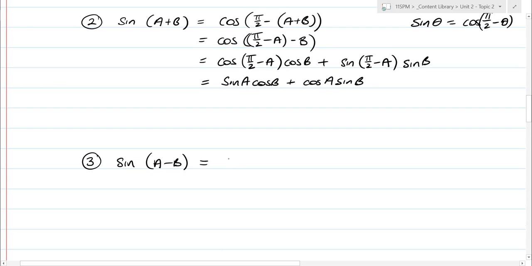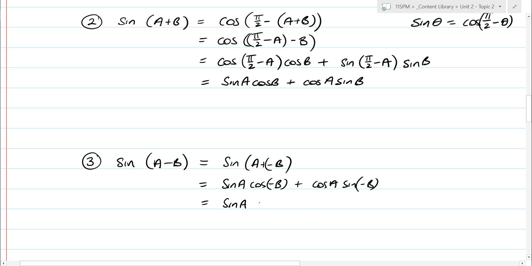Sine of A minus B is equal to sine of A plus negative B, which is equal to sine A cos negative B plus cos A sine negative B. And we did this work earlier. That's equal to sine A and just cos B. And then sine negative B is negative sine of B, so it becomes negative cos A sine B.